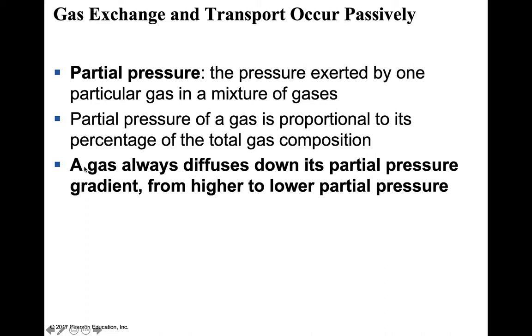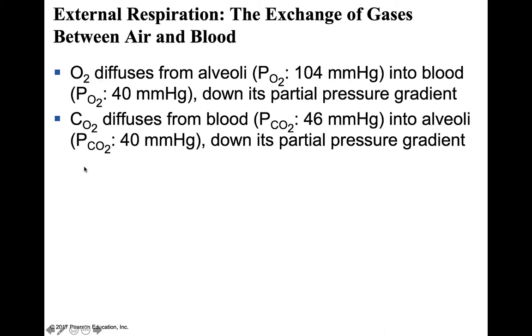Now, the other thing that's important here is I want you to think of a partial pressure gradient just like a concentration gradient. So a gas will always diffuse or move down its partial pressure gradient from an area of high partial pressure to an area of lower partial pressure. So once again, this is how gas is going to move and how we're actually exchanging it, either into the blood, out of the blood, into the cells, out of the cells. So keep that in mind.